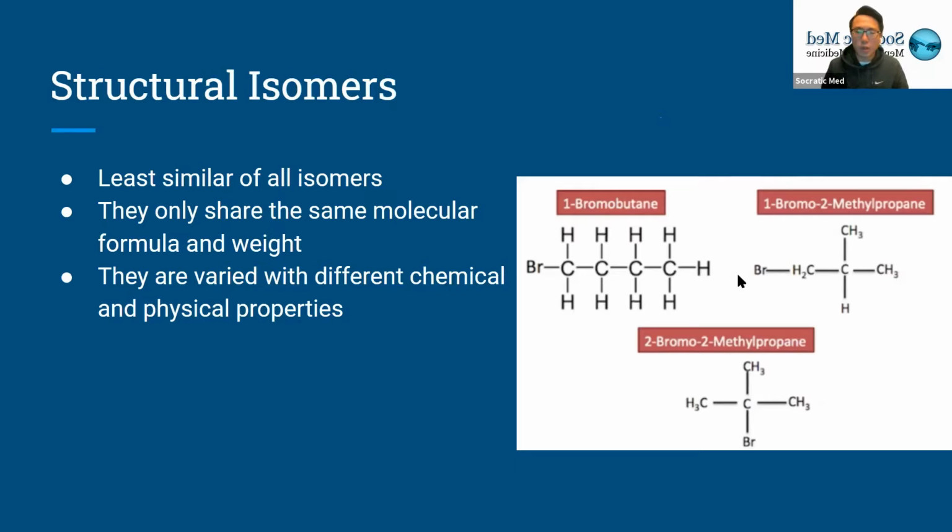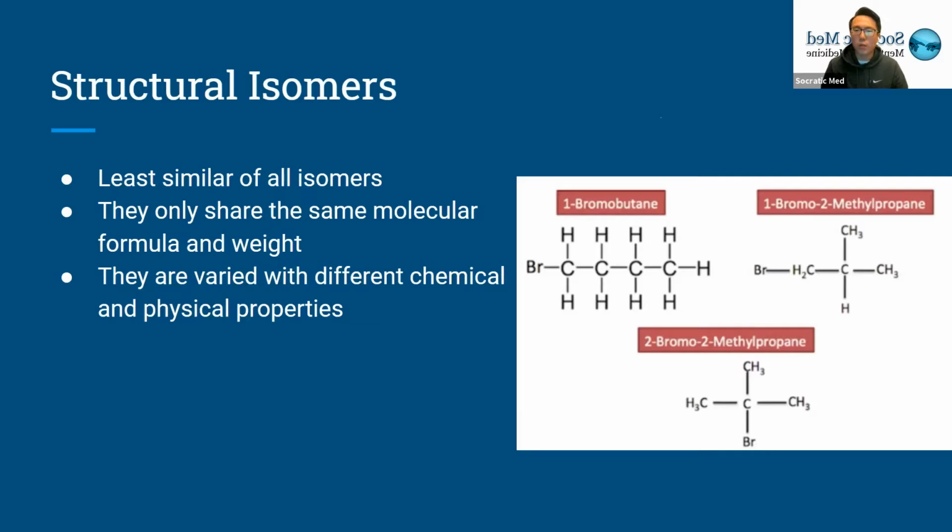So the first isomer I'm going to go over is structural isomers. These are the least similar of all isomers. They only share the same molecular formula and weight, so they have the same chemical composition. They have all the same chemical makeup, but they have different chemical properties and also physical properties.